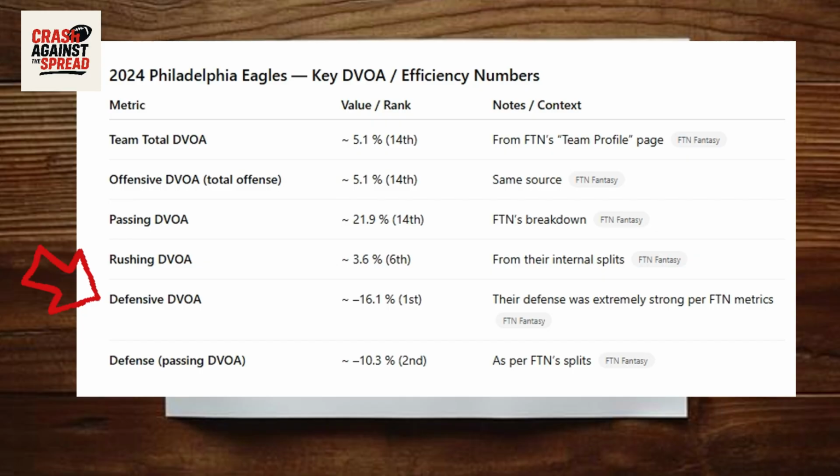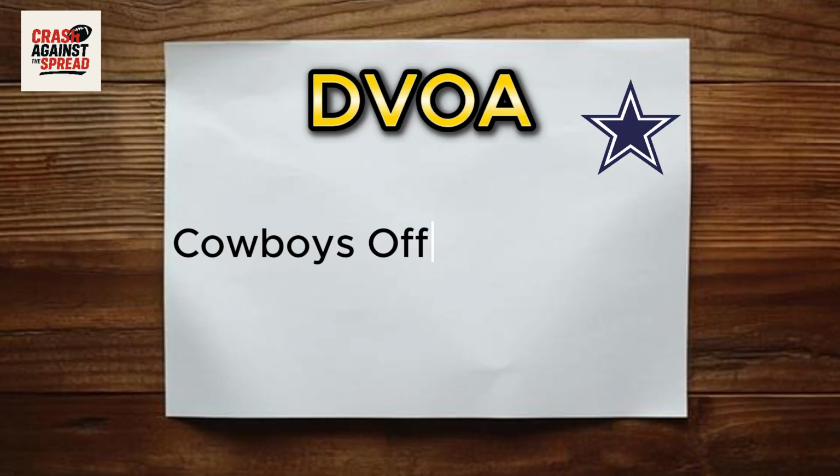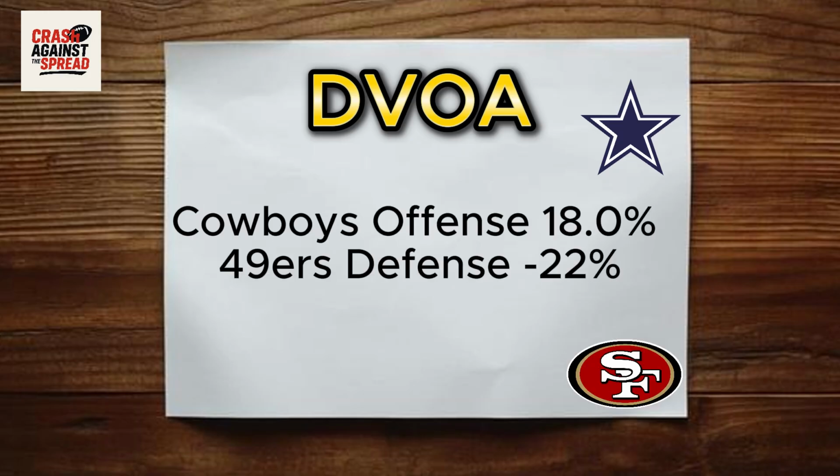Let's walk through a real-world example so this clicks. Imagine the Cowboys' offense is sitting at plus 18%, which is top 5 in the league. They're efficient, they move the ball, they finish drives. Now they're facing the 49ers' defense, ranked at minus 22%. That's top 3, one of the stingiest units in the league. When those two meet, that's a true strength-on-strength matchup.